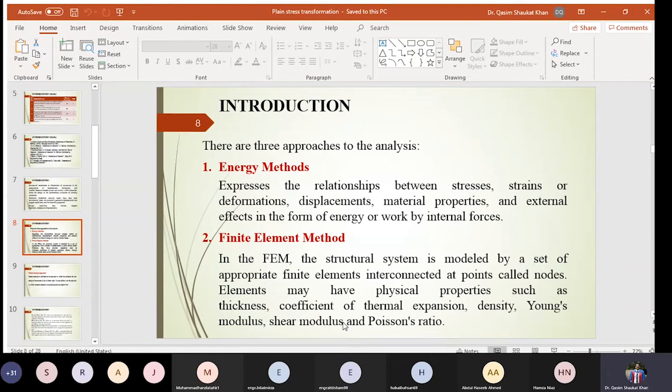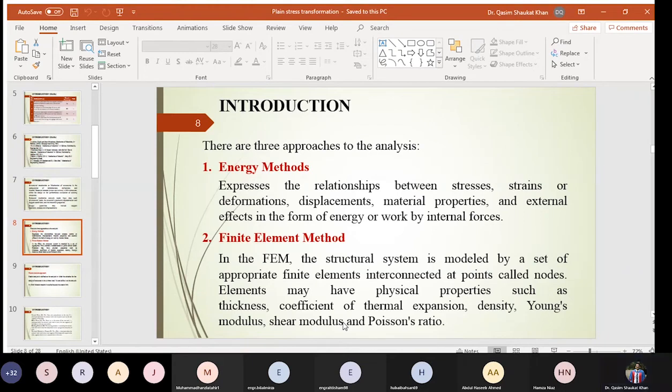External effects in the form of energy or work by the internal forces. You have also studied the virtual work method, which says the external work done should be equal to the internal work done. So most of the methods which you have studied so far are energy methods, in which you have the relationships between the stresses, strains, deformations, displacements with the material properties, modulus and Poisson's ratio. Your displacement method, your force method, which you will study in higher classes, are all energy methods.